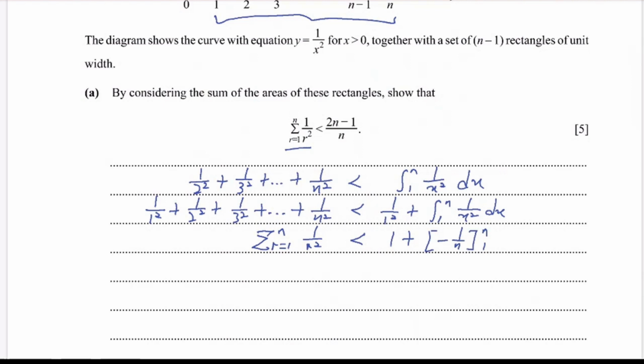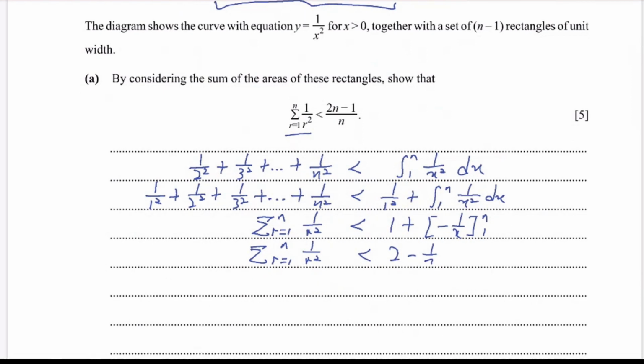Sorry, that one is an x. So we get 2 minus 1 over n. So therefore, we can actually prove that already. Okay, so that's how we can look at this.